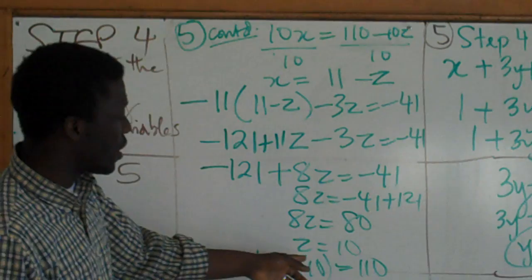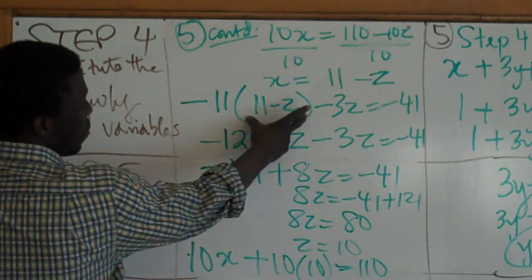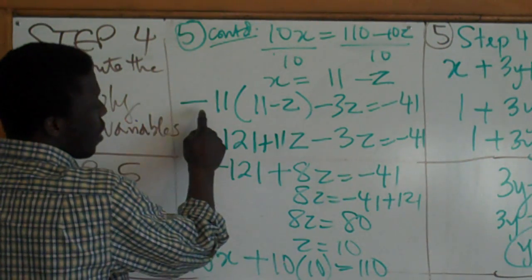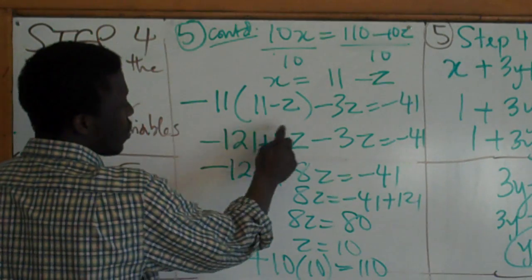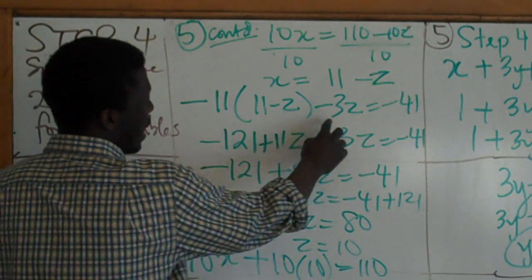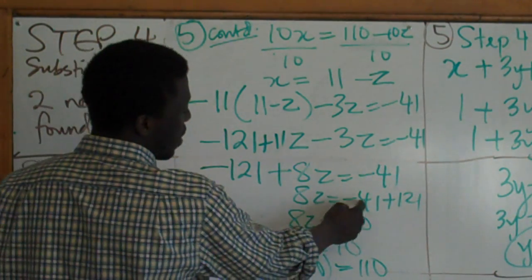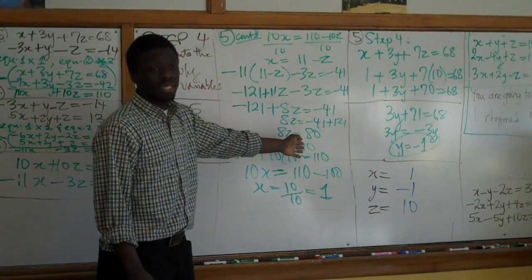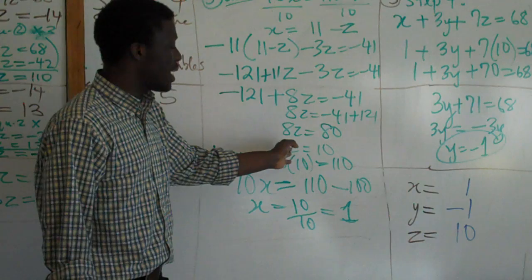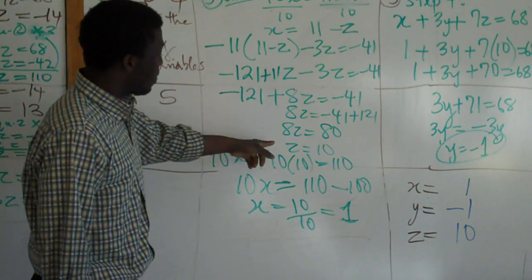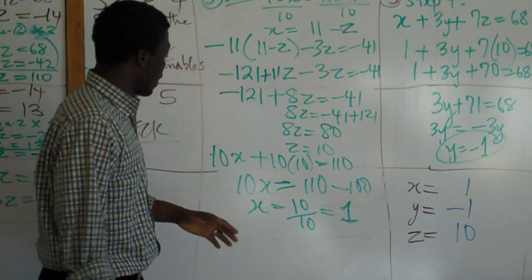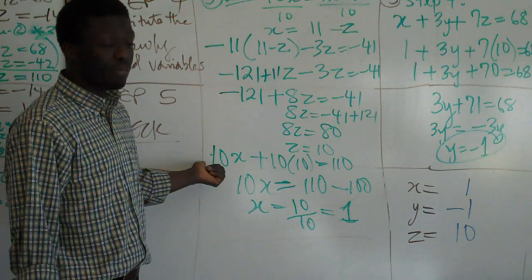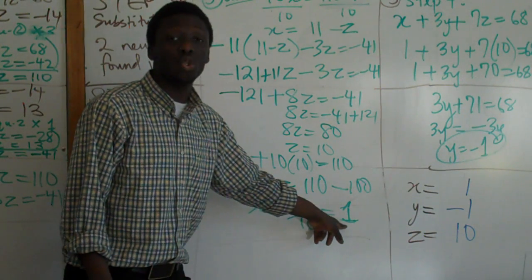We got z is equal to 10. So when we substituted, we got 11 minus z. So this is distributed into that. And then we get 8z is equal to minus 41 plus 121. 8z is equal to 80. Z is equal to 10. Now we take our value for z and we plug it into equation 1. It gives us a value for x, which is 1.